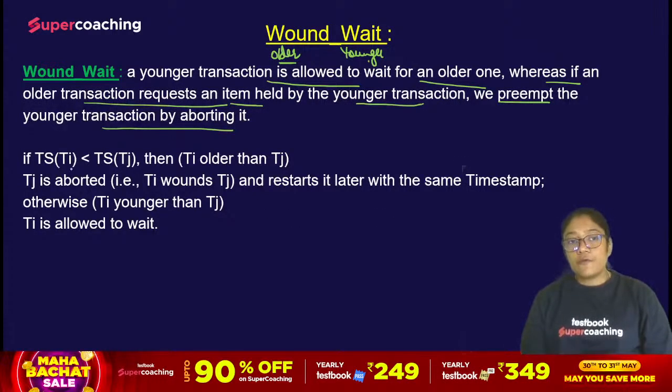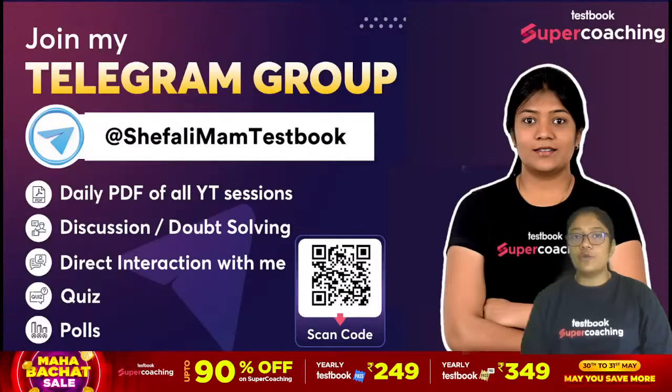So if the older transaction Ti is, this condition indicates that Ti is older than the transaction Tj, then Tj will be aborted and it will restart later with the same timestamp value. Anyhow, whether it is wait-die or wound-wait, in any scenario it's always the younger transaction that has to get aborted and it will restart its execution later, because obviously the older transactions have higher priority. So this is the concept of wait-die and wound-wait. I hope that this is clear to everyone.